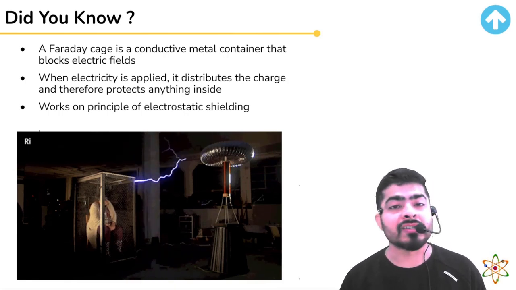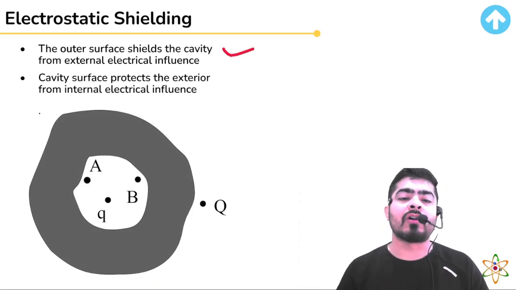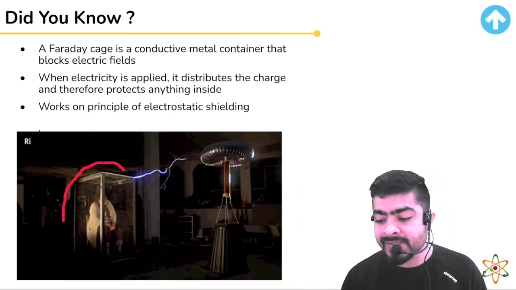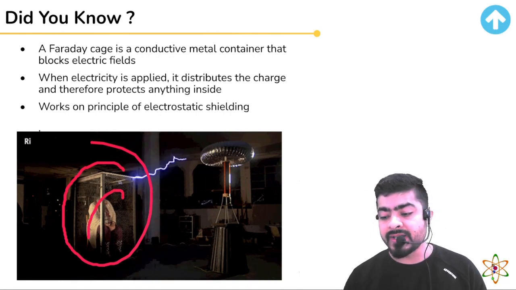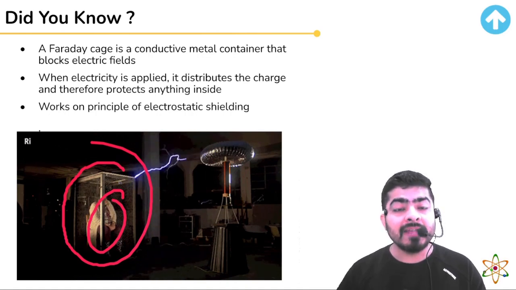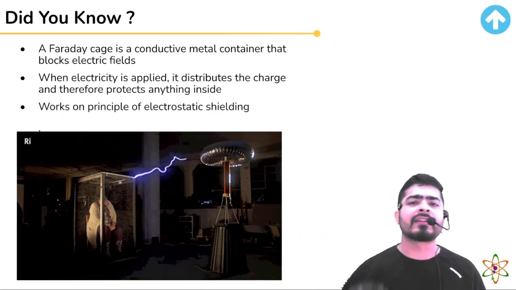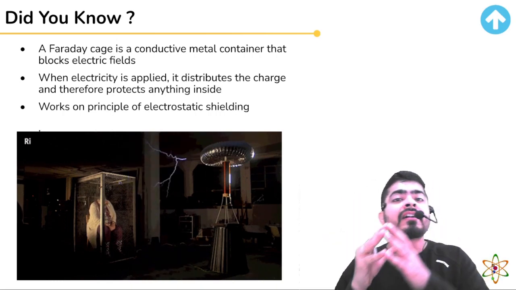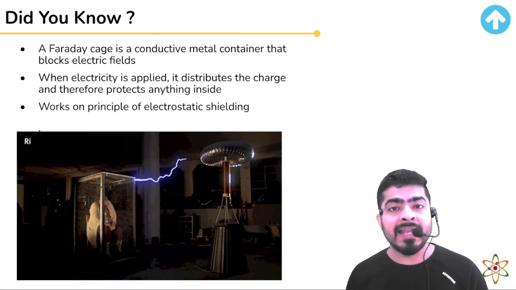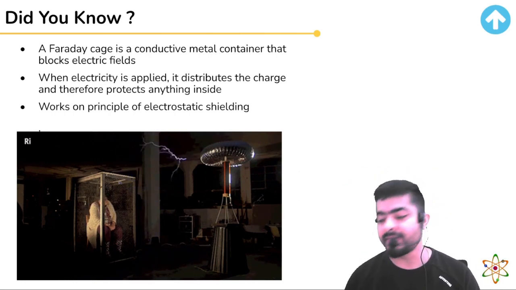Why? Because of electrostatic shielding. What we just learned, the outer surface of the conductor shields the cavity. So here the outer surface of the cage is shielding the person inside from any electrical shock. Is that clear? And this concept is very useful in the case of lightning. If there's a severe thunderstorm, there's lightning, if you are staying inside a car, the doors and windows completely closed, then you will be safe from any lightning strike. Even if the lightning strikes on your car, then also you are completely safe.